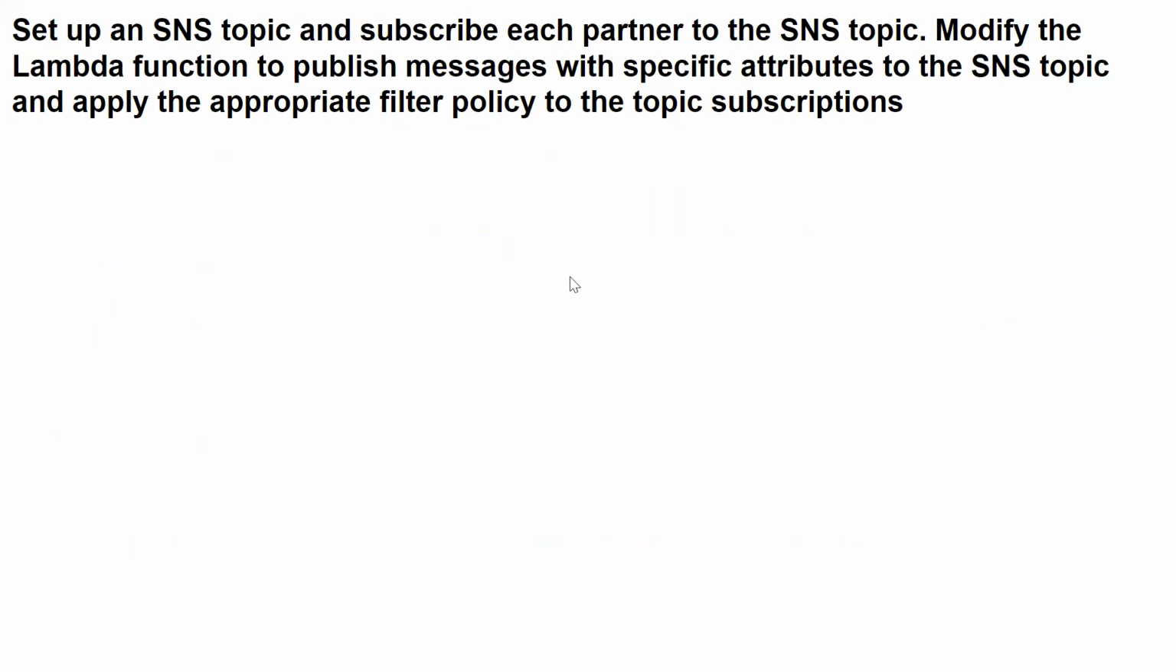Set up an SNS topic and subscribe each partner to the SNS topic. Modify the Lambda function to publish messages with specific attributes to the SNS topic and apply the appropriate filter policy to the topic subscriptions. All right, let's finish there.